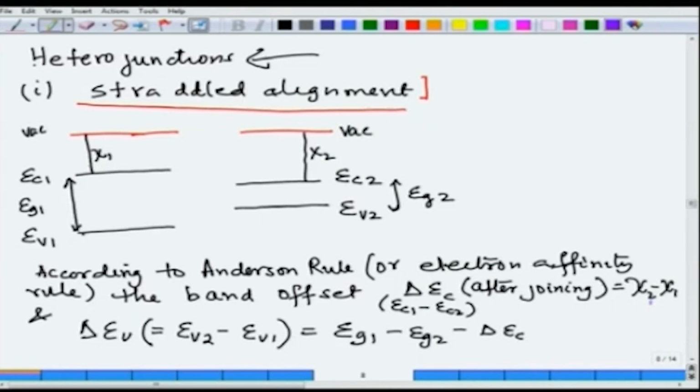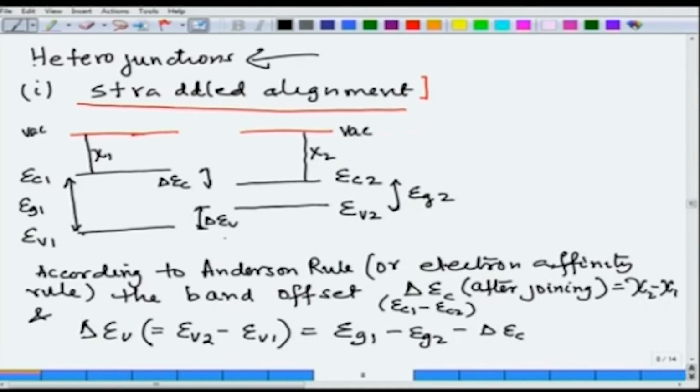And by the same token you should be able to see that this value is delta EC and this value is delta EV, and delta EC you can clearly see is psi 2 minus psi 1, which is written right here, and that after joining it also remains the same.